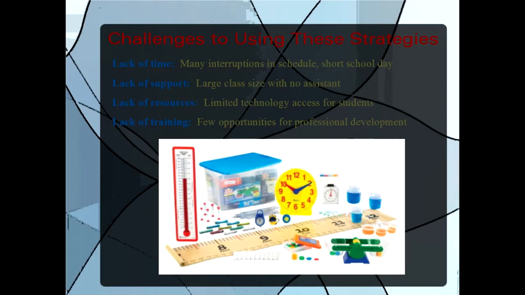My school district is committed to adapting the Common Core and the new science standards. However, unfortunately, there are some challenges to using these strategies in the classroom that I've identified. The biggest one is lack of time.